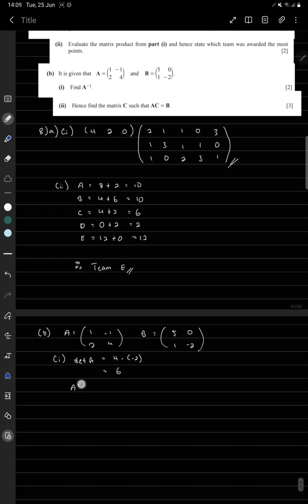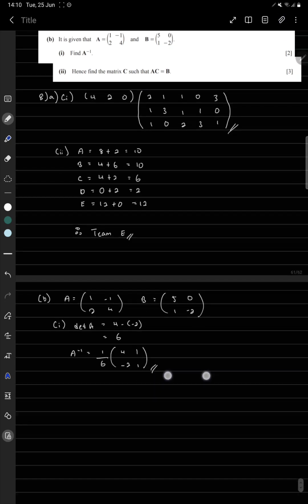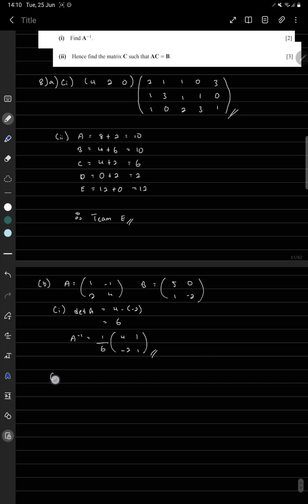And therefore, the inverse of A is going to equal 1 over 6, bracket, you switch the 1 and 4, so that's 4, 1, multiply 2 and negative 1 by negative 1, so that's 1 and negative 2. And that's your A inverse. Then moving on to the last part, we want to find the matrix C. The matrix C is such that AC equals B, so C equals the inverse of A times B. You already found the inverse of A, which is 1 over 6, bracket, 4, 1, negative 2, 1, close bracket, and then B is 5, 0, 1, negative 2.